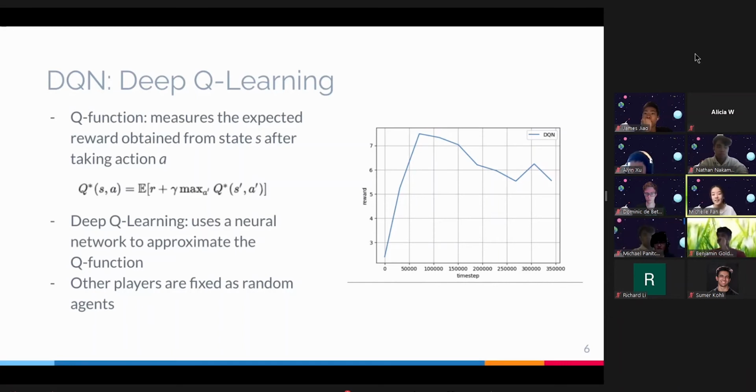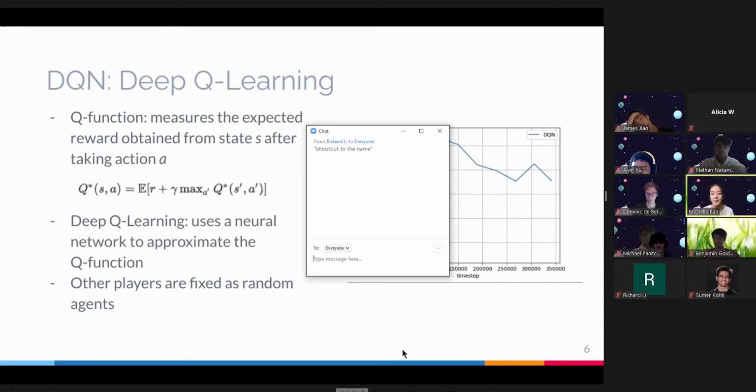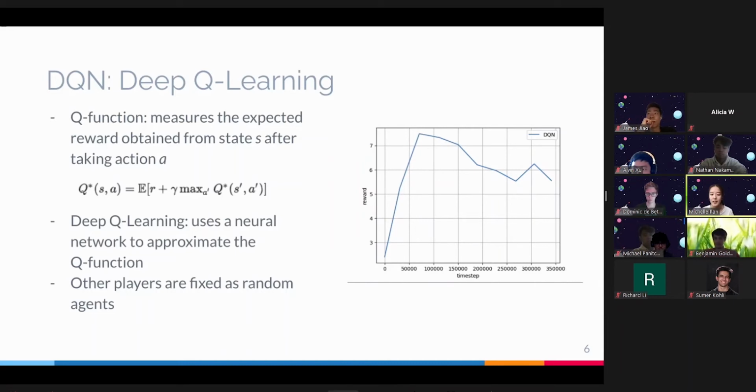So it takes in a state, which in our case is an embedding of the cards that are on the table, as well as the chips of each of the players. And it returns probabilities for taking each of the actions, like folding, raising, calling, checking. And when we train the DQN, the other players are fixed as random agents.